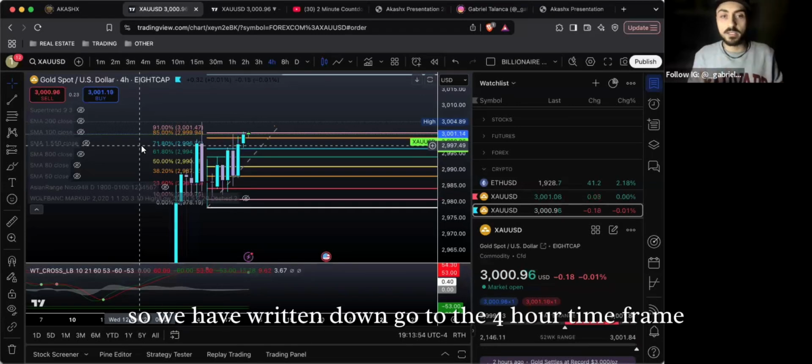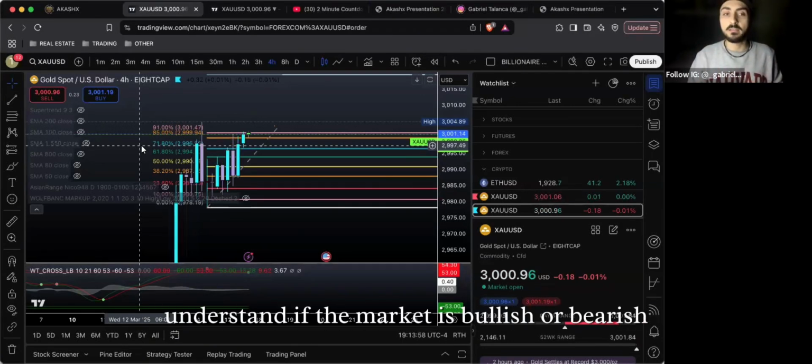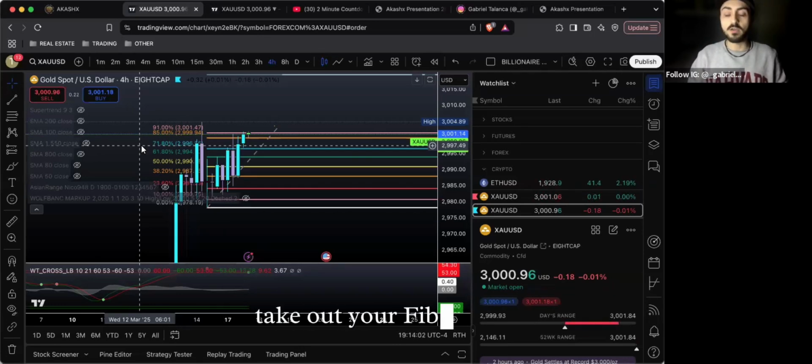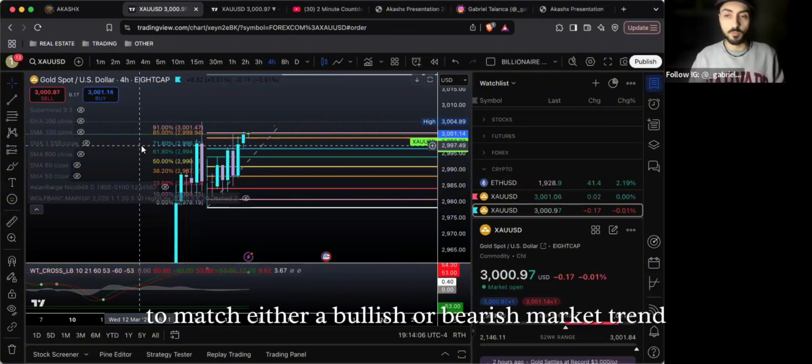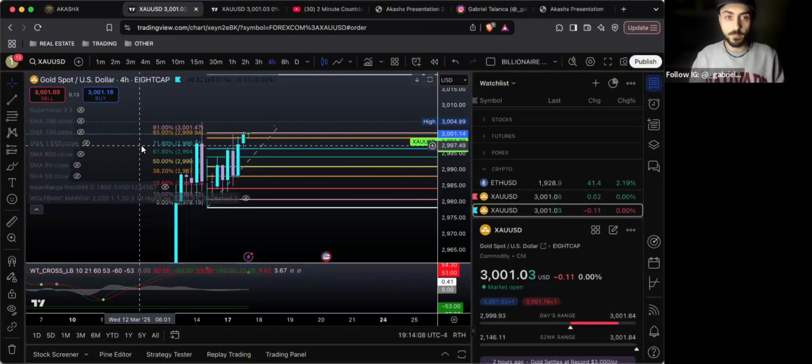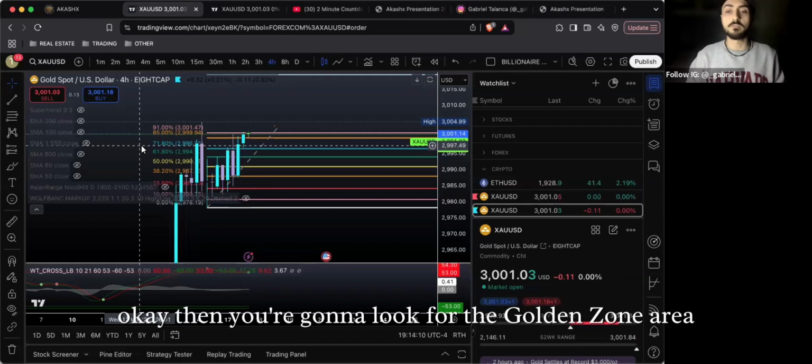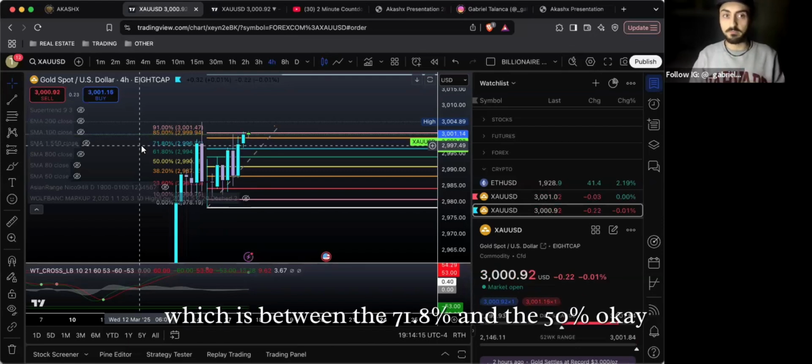So we have written down, go to the 4-hour time frame, understand if the market is bullish or bearish, take out your Fibonacci tool to match either a bullish or bearish market trend. Then you're going to look for the golden zone area, which is between the 71.8% and the 50%.